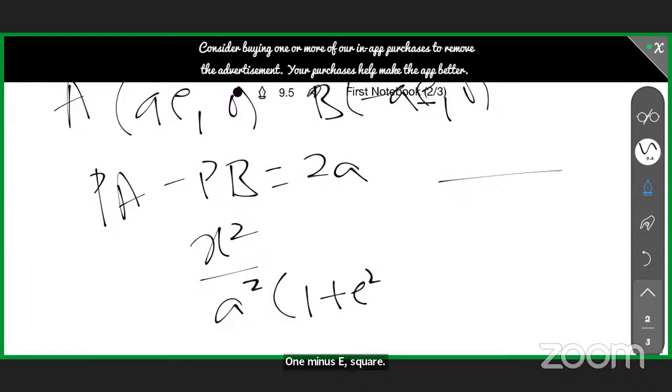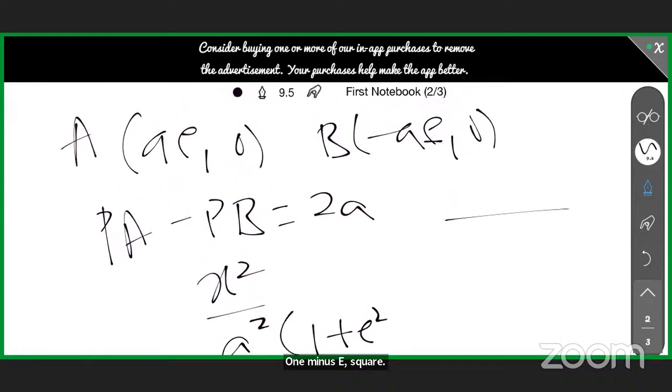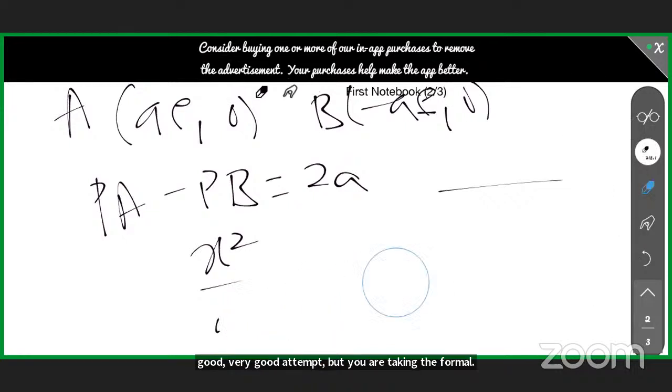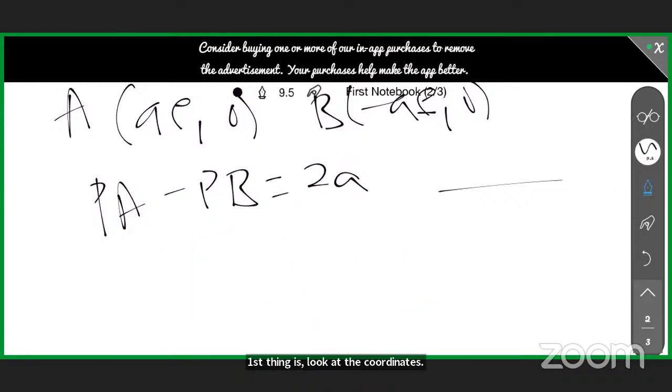You have taken the formula wrong. Look at the coordinates. What you have done is correct. Everything is correct, but you have taken the formula wrong. Very good attempt, but you have taken the formula wrong. First thing is look at the coordinates. Your method of doing is correct, but the formula is wrong.